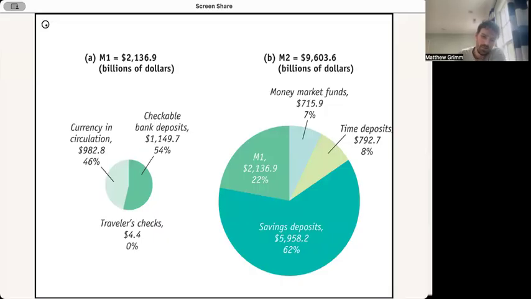Okay. Here we have just a little bit more graphs of M1 and M2 money.